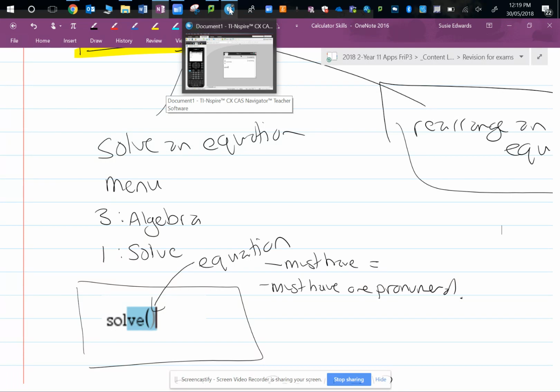So menu, algebra, solve. Now, whatever you put into your calculator, it must have an equal sign, because if you're going to solve something, you have to know what it equals. So it has to be an equation, must have an equal sign. You must also have only one pronumeral, only one letter in it to be able to solve. To actually be able to find an answer, x equals something.